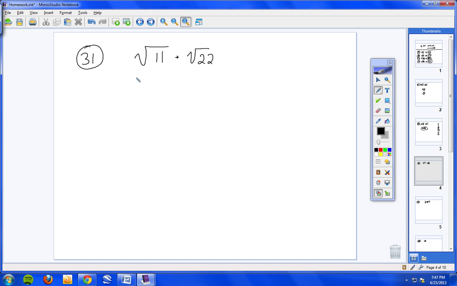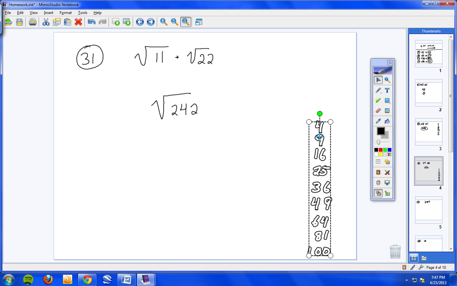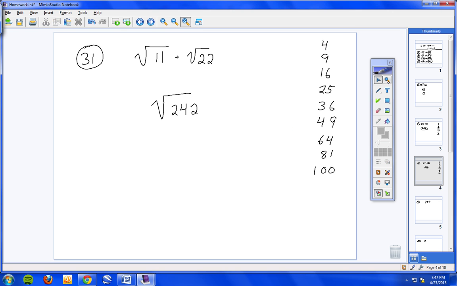Number 31. Well, there's a 1 and a 1 on the outside. I really don't care about that. So square root of 11 times square root of 22, inside number times inside number. That's 11 times 22. That would give you 242, I believe. Now, I've not worked this out ahead of time. I'm not sure. Will any of these numbers go into 242 evenly?